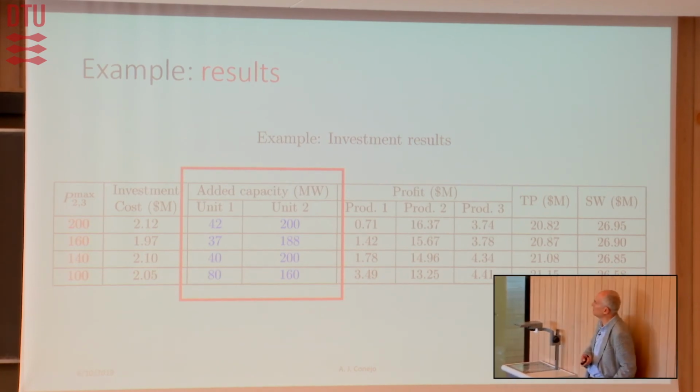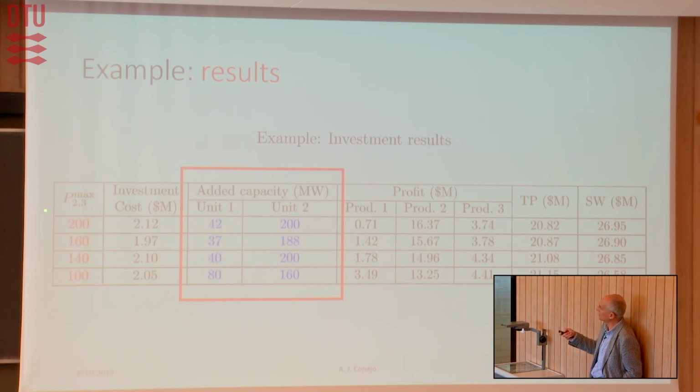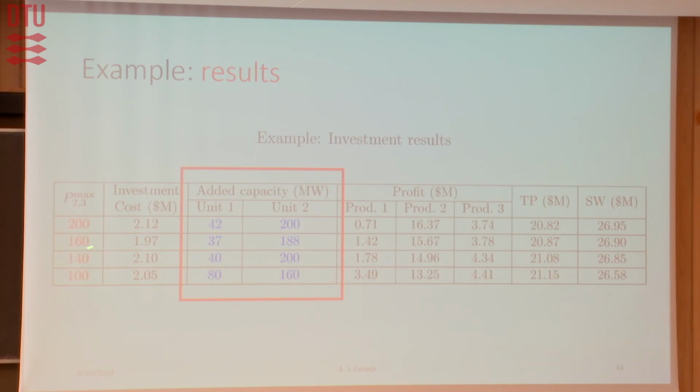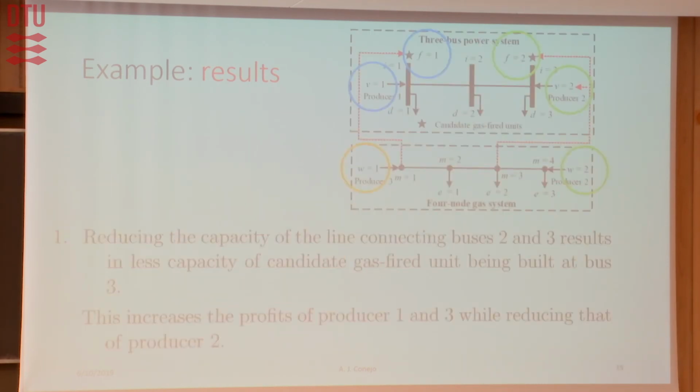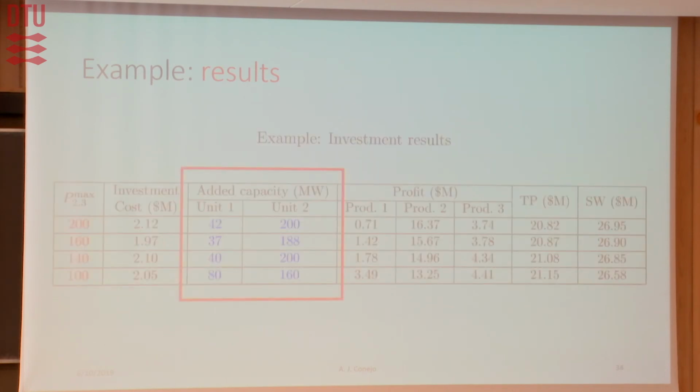So this is the investment result for the case in which we are decreasing the power interconnection. So in this system we are decreasing the power capacity of line 2 to 3. And if this happens, this is the result that we get. We can see that the social welfare changes as we reduce the capacity of the line. It goes down all the time, which makes sense.